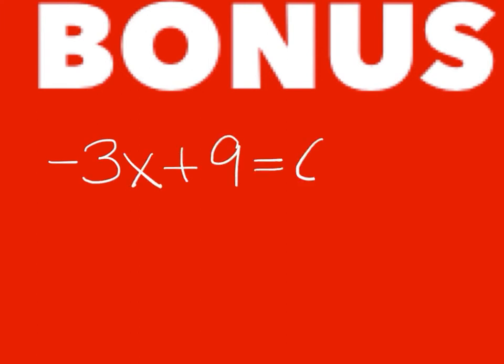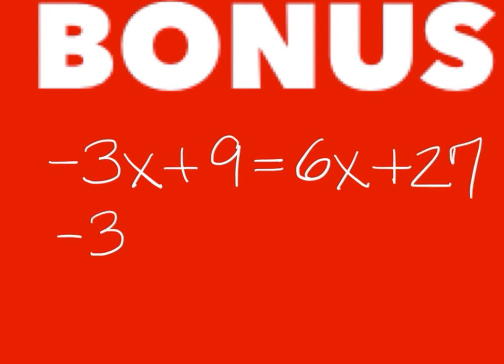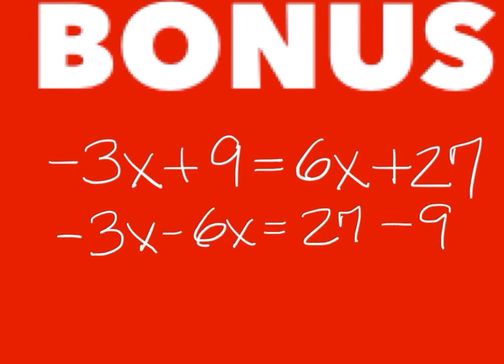This is a bonus problem for students who have completed their practice problem and still have time to do other work. For your bonus answer, you should have negative 3x minus 6x equals 27 minus 9. That's negative 9x equals 18, which will give you an answer of negative 2.